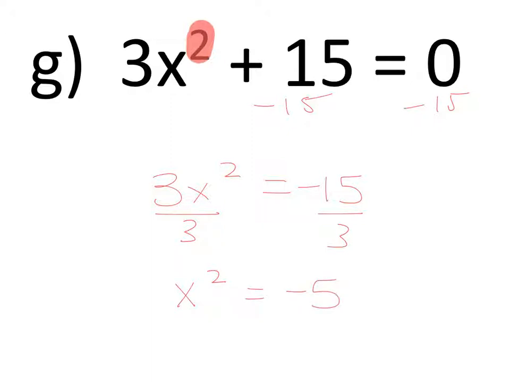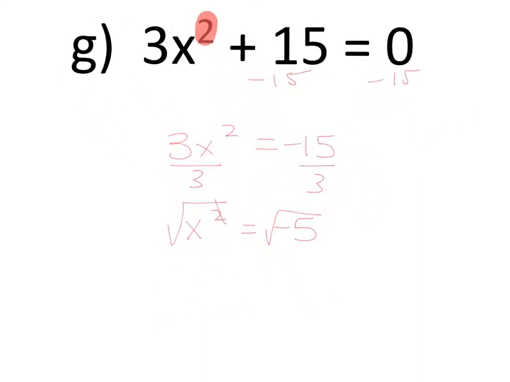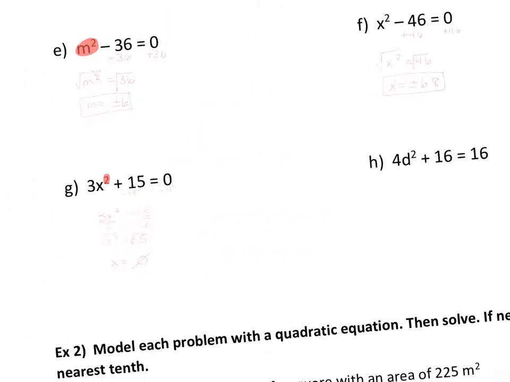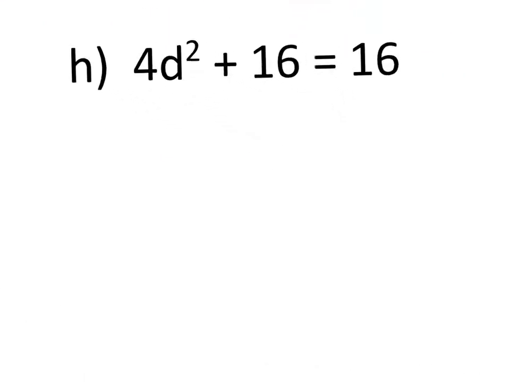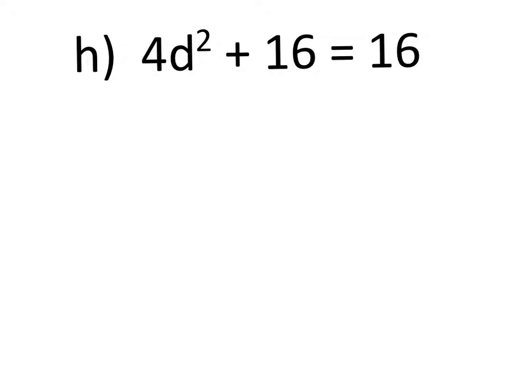And now I've isolated that variable, and now I'm going to square root both sides. Again, if you're square rooting a negative, you'd be getting no solution. There's no answers. All right, I want you to go ahead and try to do h on your own.